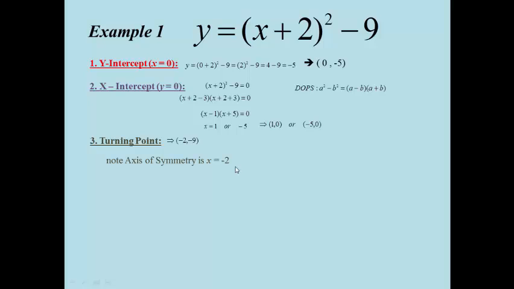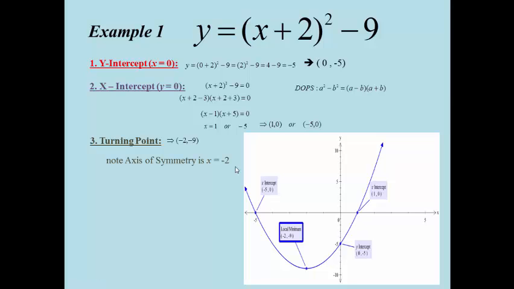So now I can plot my parabola or sketch it, and the key points that we need to show here are the y-intercept of (0, -5), the turning point of (-2, -9), and our two x-intercepts of (-5, 0) and (1, 0).